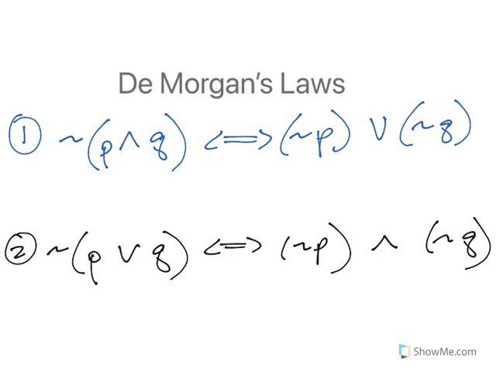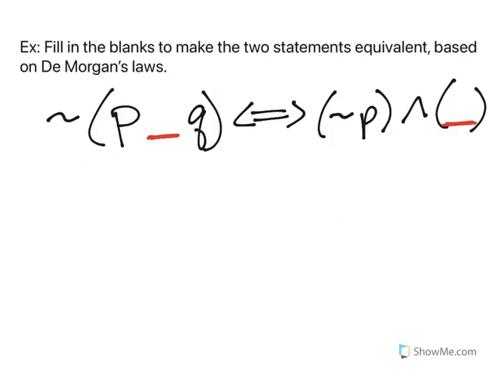Okay, let's do some examples real quick. So first, let's just fill in the blank. Fill in the blank is always a fun one. To make the two statements equivalent based on De Morgan's laws. So notice what we have. On the left, we have not P, some unknown Q, if and only if not P and blank.